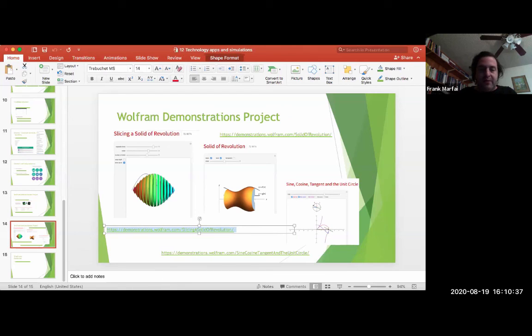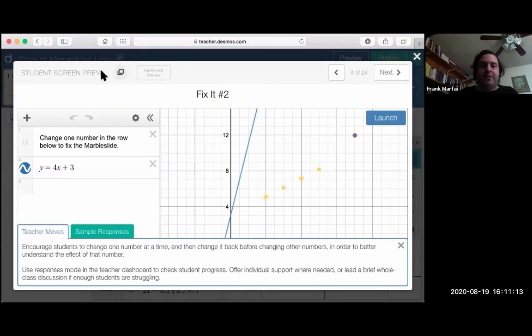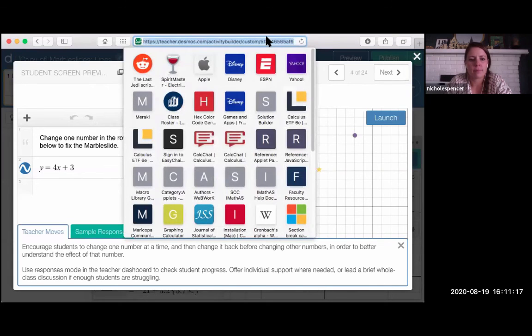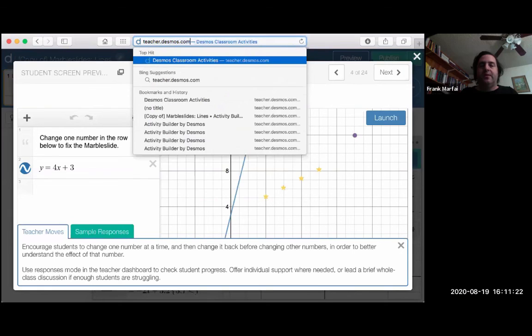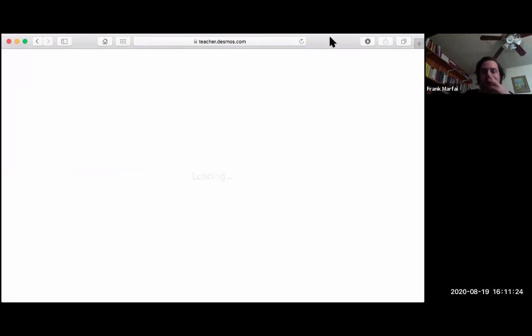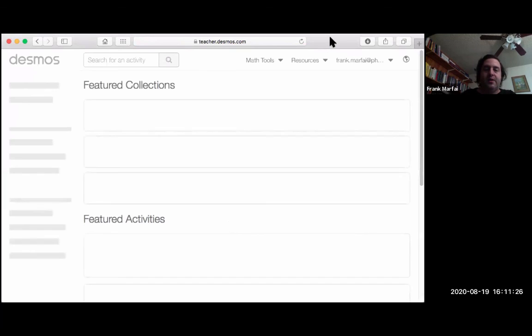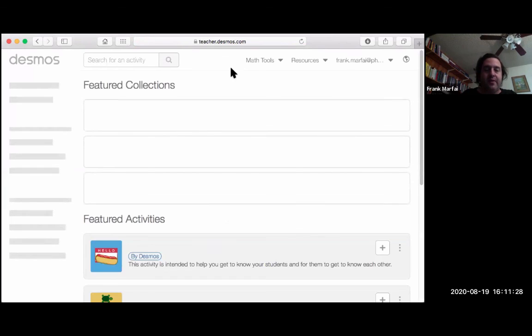So with Desmos, to test it out. Oh, there it is. I found the one I was looking for. It's called Marble Slides, and there are different versions. What happens is when you're in Desmos and trying to find it, let's say you go to teacher.desmos.com. I can show how you build a collection. And if you're trying to add to your own personal collection, you just create a free account and use it. Every one of these resources is free.